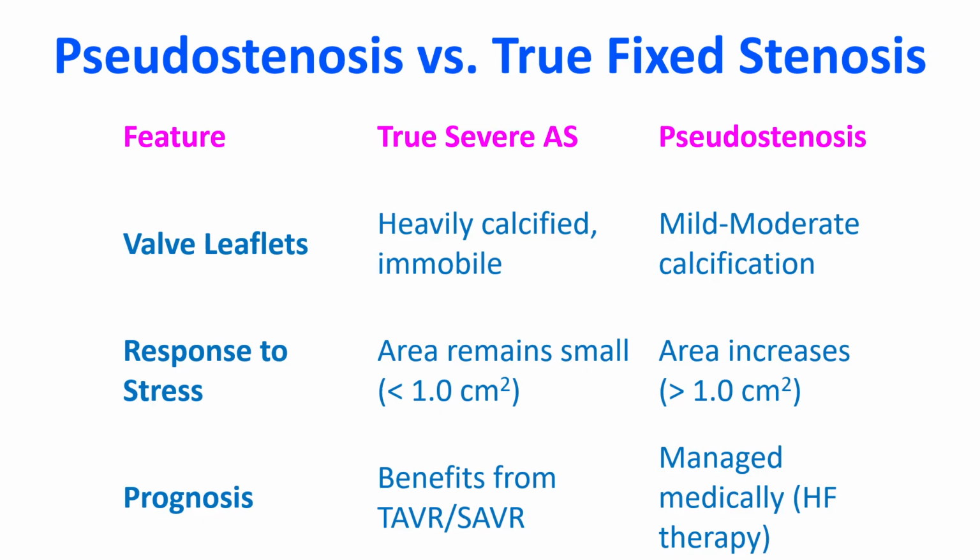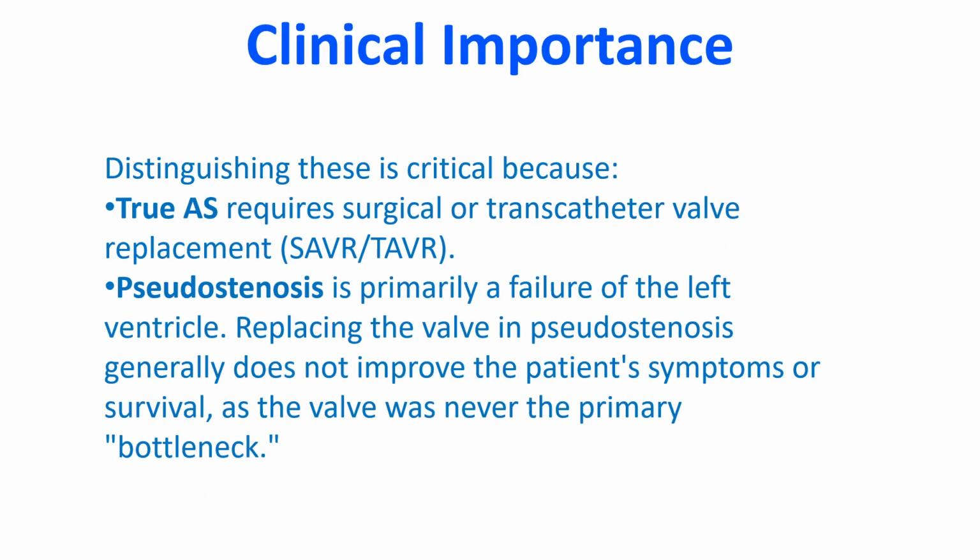Prognosis: true severe aortic stenosis benefits from transcatheter or surgical aortic valve replacement. On the other hand, pseudostenosis is managed medically with heart failure therapy. Distinguishing these is critical because true aortic stenosis requires surgical or transcatheter aortic valve replacement.